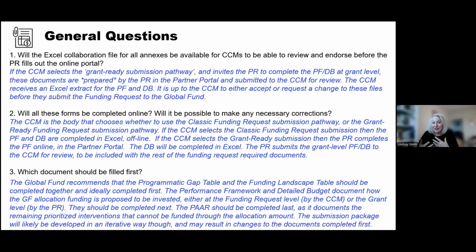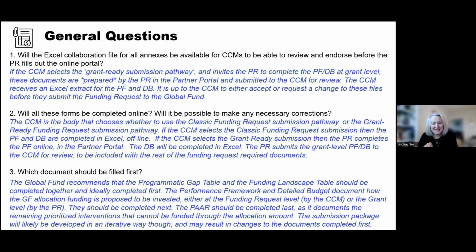Then, as you think about either the funding request level or the grant level, performance framework and detailed budget, they are documenting how the Global Fund allocation funding is proposed to be invested. So they should be completed next. And the PAR should be completed last. So part of this overall question was at what order would the PAR come in? This documents the remaining prioritized interventions that cannot be funded through the allocation amount. So that can only be known after the PF and the detailed budget have been completed, and it's been determined by the applicant how far the allocation funding can stretch and what remains that is a priority, but there is no sufficient allocation funding for.